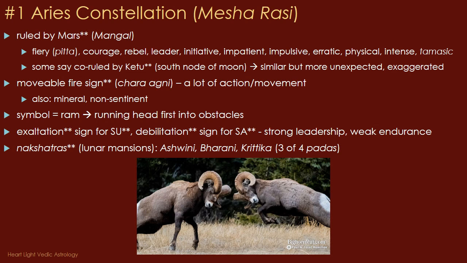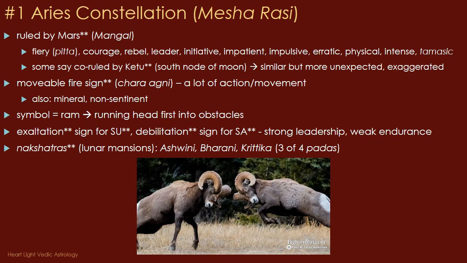Now let's get into the Aries constellation, or Mesha Rashi, more specifically. Aries in Sanskrit is Mesha, and constellation is Rashi in Sanskrit. Aries is ruled by the planet Mars. Mars is called Mangal in Sanskrit. Now it's really important to know the qualities of Mars. If you're not familiar with the qualities of Mars and what it represents, then I would check out my Mars symbolism video. But generally speaking, these are some of the qualities.